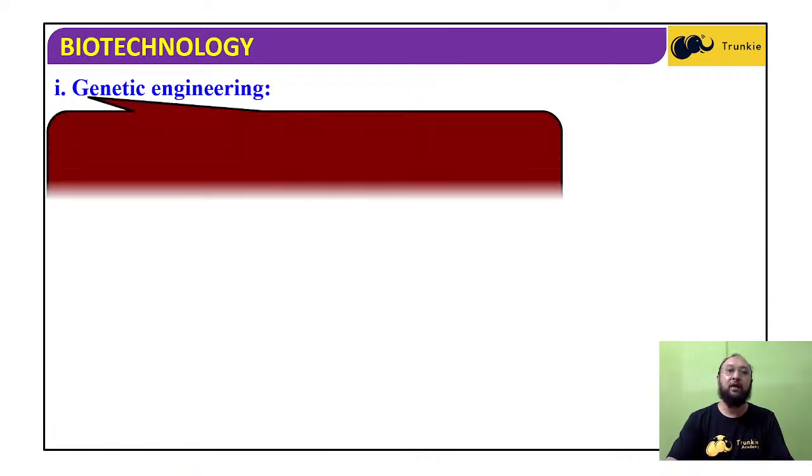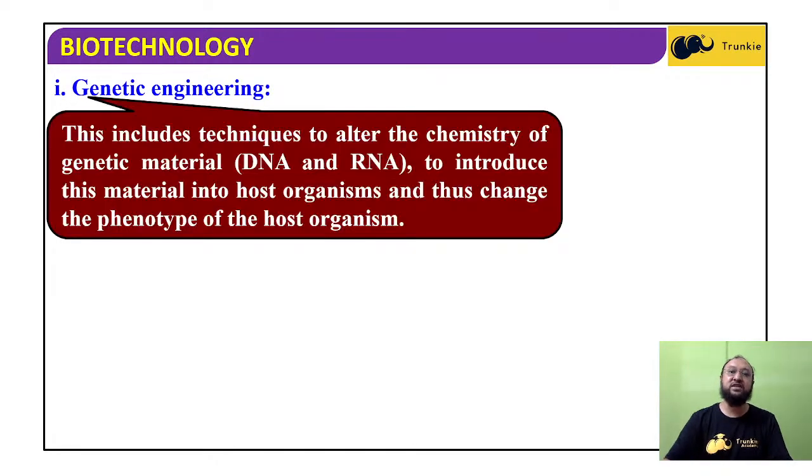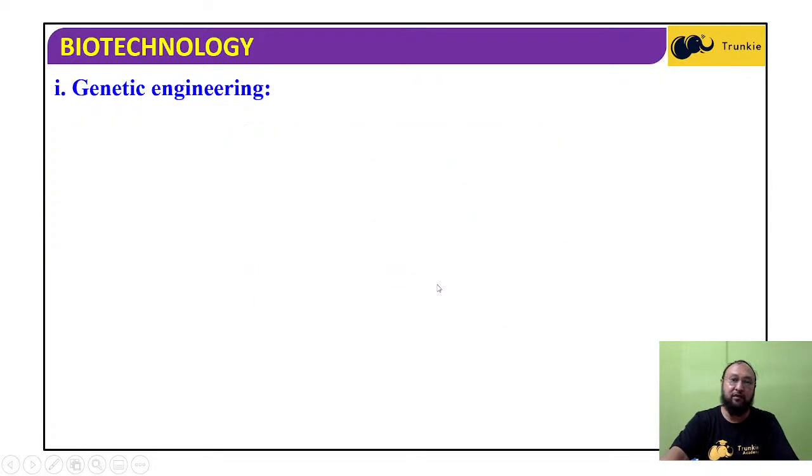Now genetic engineering includes techniques to alter the chemistry of genetic material, interfering with the genetic material, DNA and RNA, to introduce this material into a host organism and thus change the phenotype of the host organism. So in genetic engineering they are changing the genetic constitution. They alter the chemistry of the genetic material and introduce it into the host organism, and thus change the phenotype, that is the phenotypic feature.